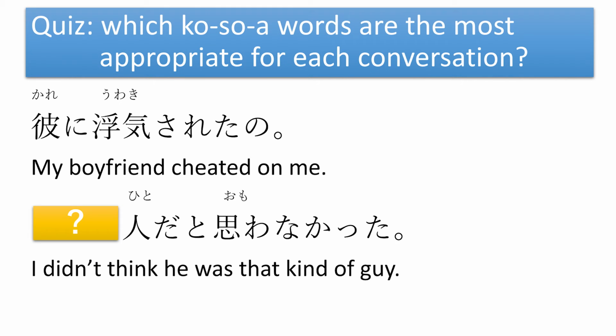彼に浮気されたの。あんな人だと思わなかった。The answer is あんな人だと思わなかった。The speaker is talking from her past experience, and she feels pretty emotional about it. So, あんな, which is an a word, is the right answer.